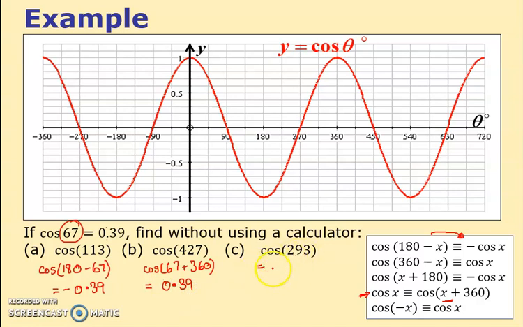How do I get 293? Well, again, I reckon this is 360 minus 67. Yeah, that works. What does that rule say? It says if you do 360 minus it, it's the same as what it was at the start. So this is, what was it, 0.39.